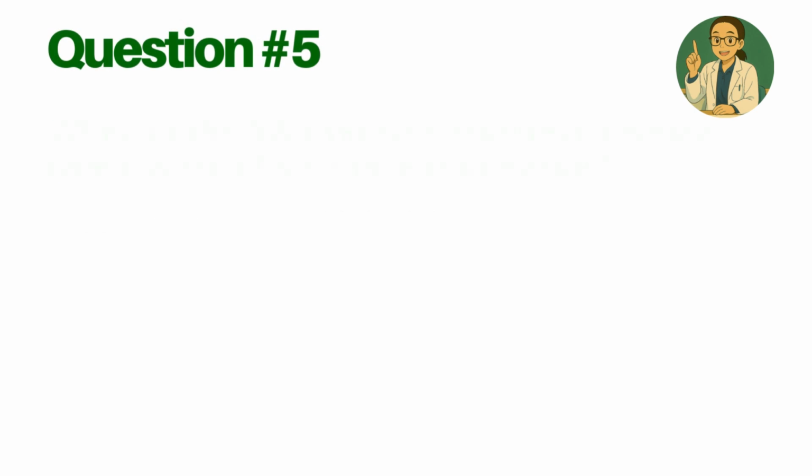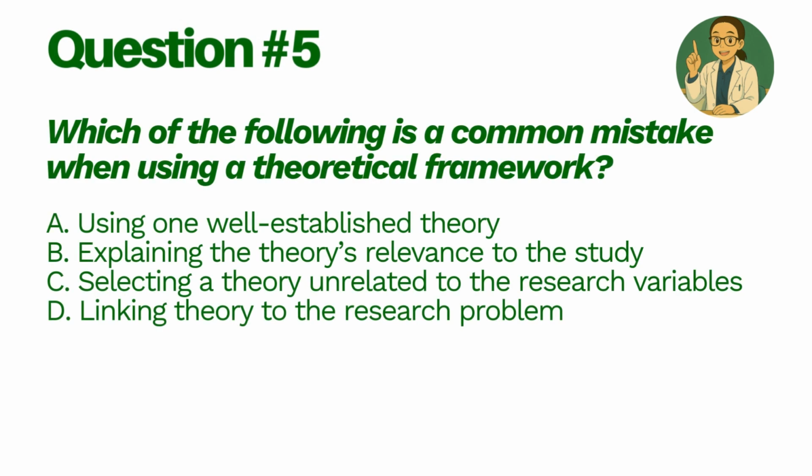Finally, question number 5. Which of the following is a common mistake when using a theoretical framework? The correct answer is letter C. One of the most common mistakes students make is choosing a theory that does not match their research problem. A good theoretical framework must clearly explain the relationship among variables. If it does not, the framework becomes meaningless and may lead to proposal rejection.